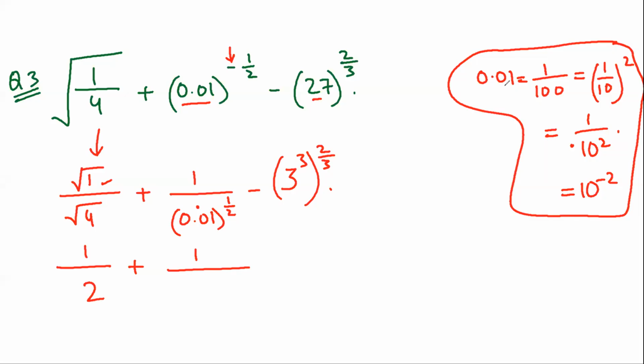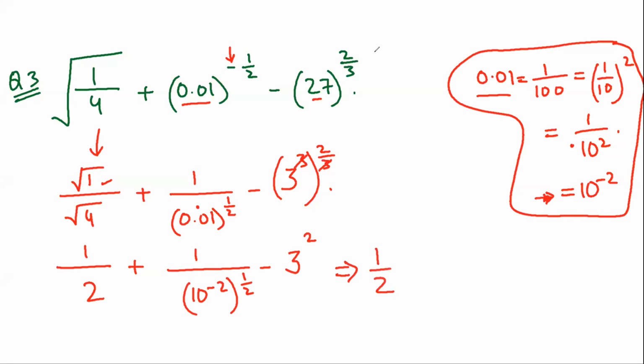This 0.01 to 10 raised to power minus 2. This is what I'll be using. So this 0.01 I'll be writing as 10 raised to power minus 2, half, minus. See, now this 3 will be multiplied by this 2 by 3. And you'll see that this 3 and this 3 will get cancelled. So I'll have 3 square only. So this whole is equal to half.